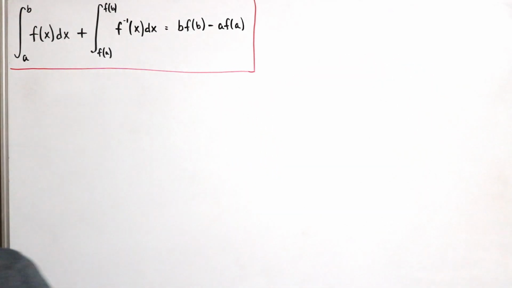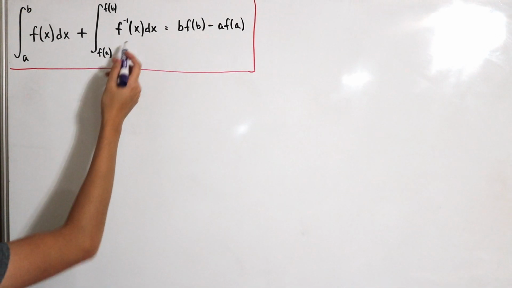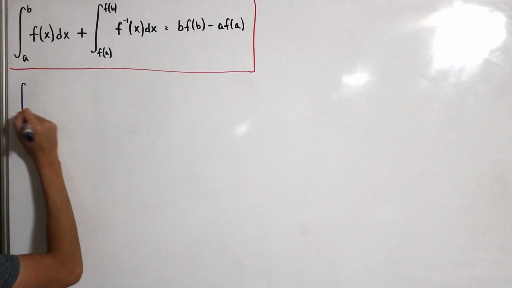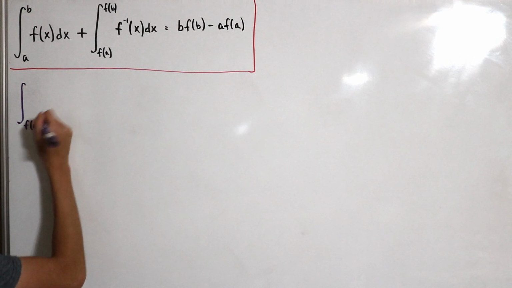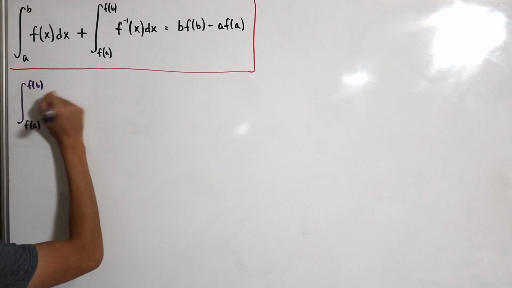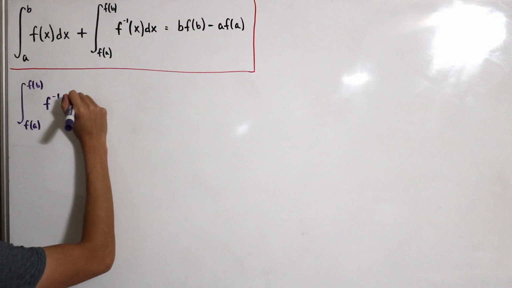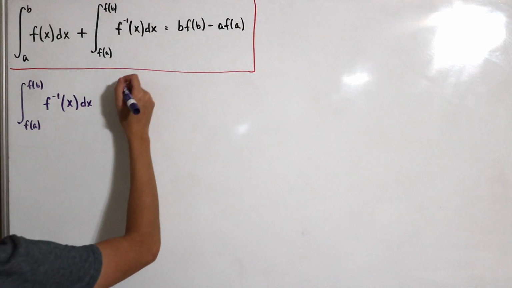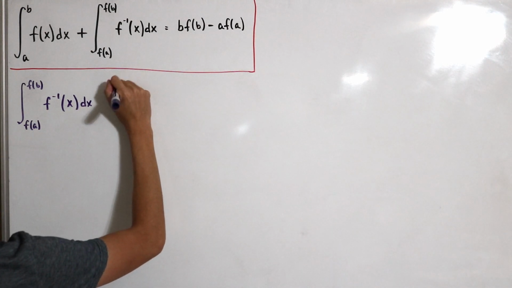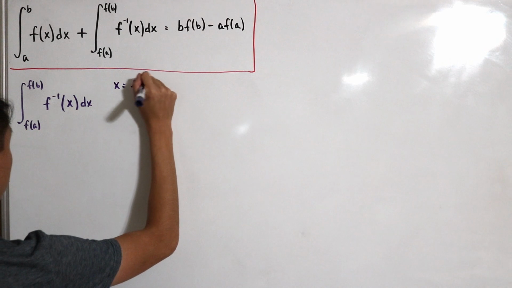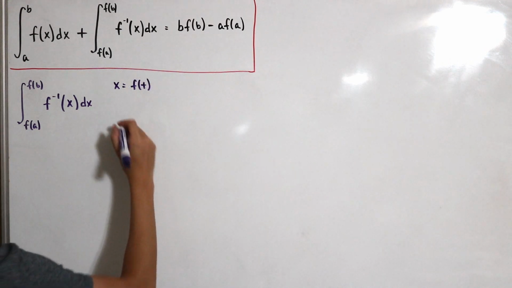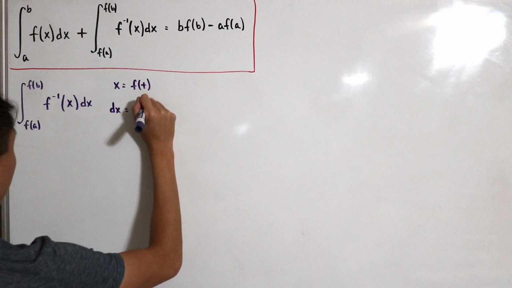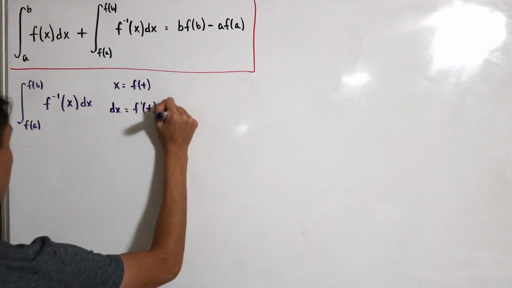So to start, we'll start with our inverse function integral, with bounds from f of a to f of b of f inverse of x dx. If we perform a u-substitution, I'll let x equal f of t. If I differentiate both sides, we get that dx is equal to f prime of t dt.